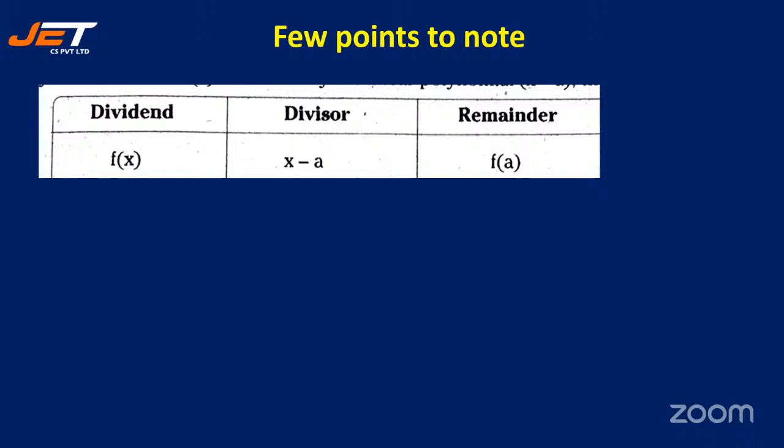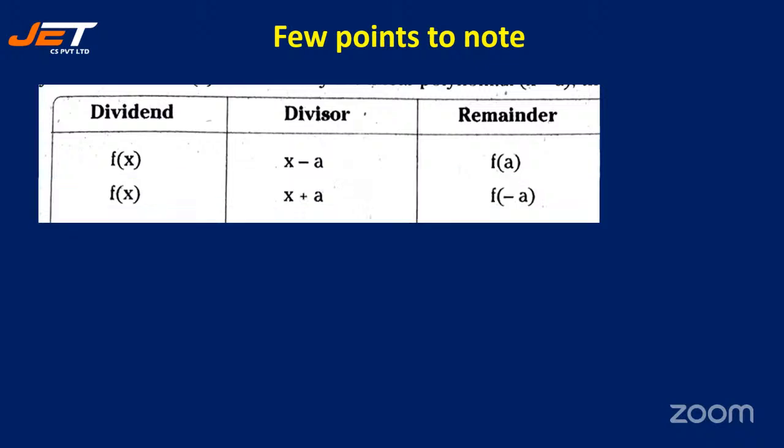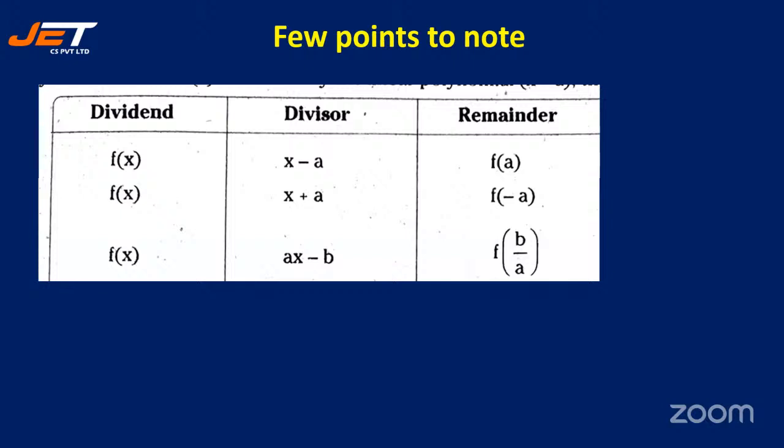This you really need to note down, students. What is the dividend? f of x. What is the divisor? x minus a. After division, the remainder that we get is f of a. Likewise, if the dividend is f of x and the divisor is x plus a, then the remainder is f of minus a. If the dividend is f of x and the divisor is ax minus b, then putting ax equal to b, x is equal to b by a, so the remainder is f of b by a.